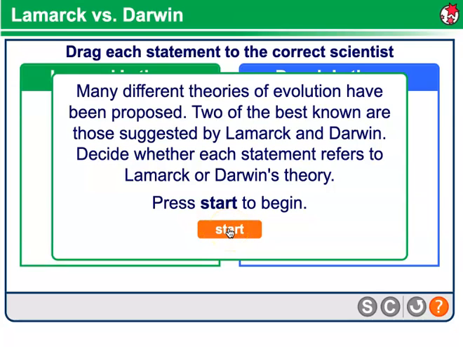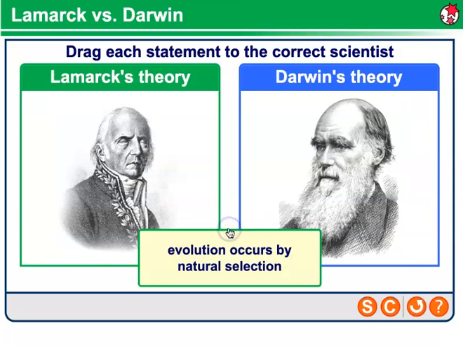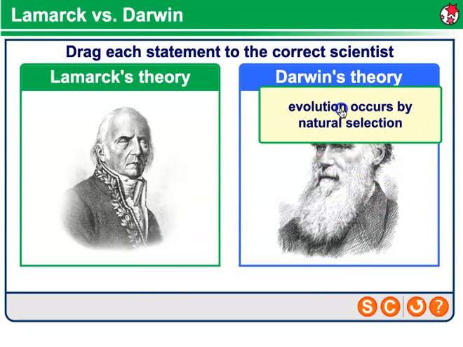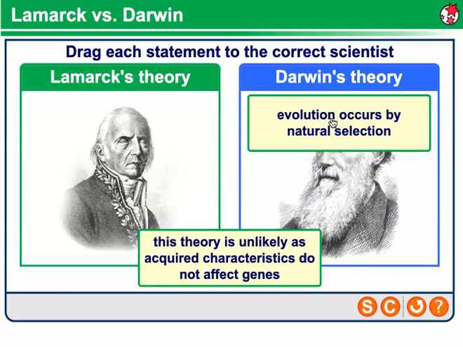Many different theories of evolution have been proposed. 2 of the best known are those suggested by Lamarck and Darwin. And so we're going to look at a number of statements and identify whether they best fit Lamarck or whether they best fit Darwin's ideas. Evolution occurs by natural selection. This was a hallmark of Darwin's theory.